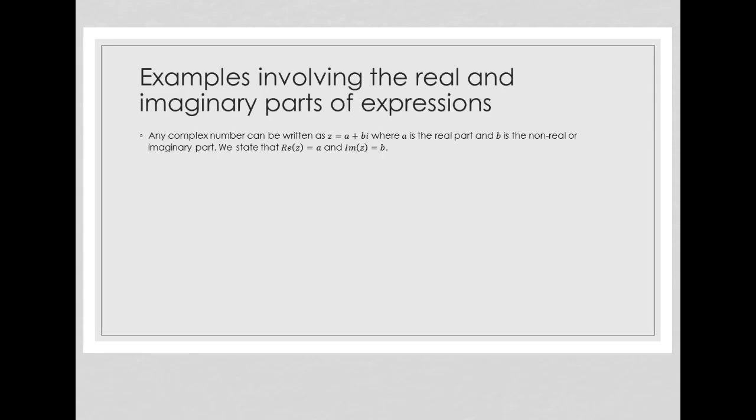So let's look at a few examples involving the real and imaginary parts of expressions. Any complex number can be written as z equal to a plus bi, where a is the real part and b is the non-real or imaginary part. We state that Re(z) is a and Im(z) is b. So take note that it's only b, only the coefficient without the i.